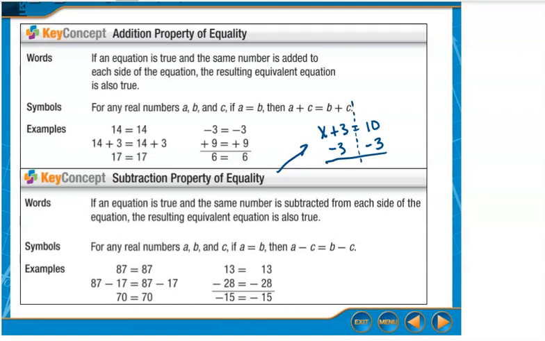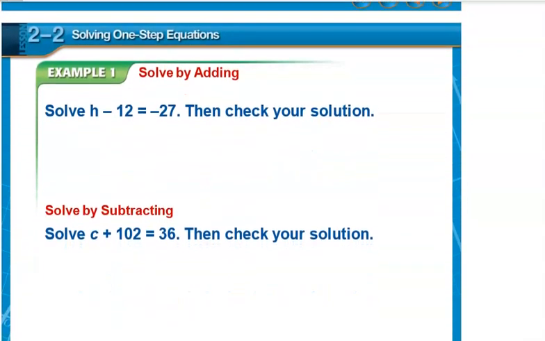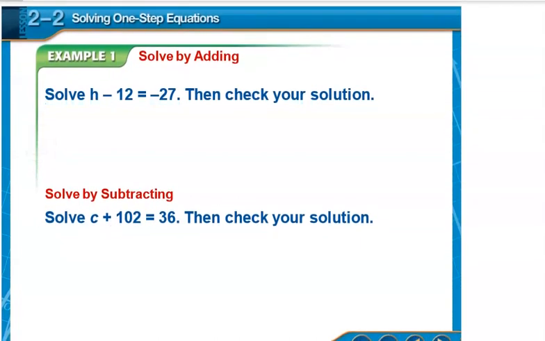Notice both of these are minus 3, and then we get x equals 7. So you're not adding on one side, subtracting on the other. You're either adding on both sides or you're subtracting on both sides. I'm not mixing those up. So we're going to solve this one by adding. This is h minus 12 equals negative 27. You're going to add 12 to both sides.